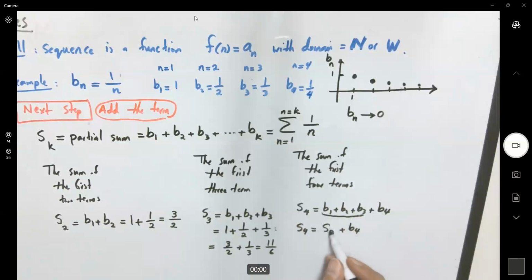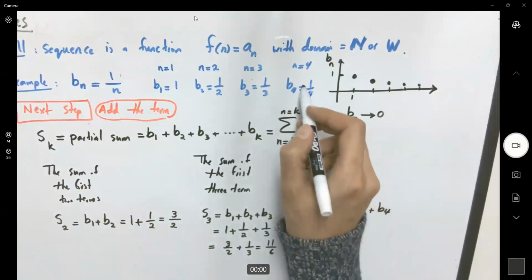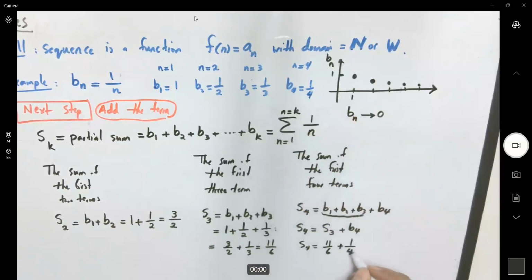I already know what s sub 3 is. S sub 3 is 11 over 6. So S4 is 11 over 6 plus B4. But what is B4? 1 over 4. If I take the common denominator between these two, I'm looking for the least common denominator, which is 12. This is 22 plus 3 divided by 12. So I get 25 over 12.